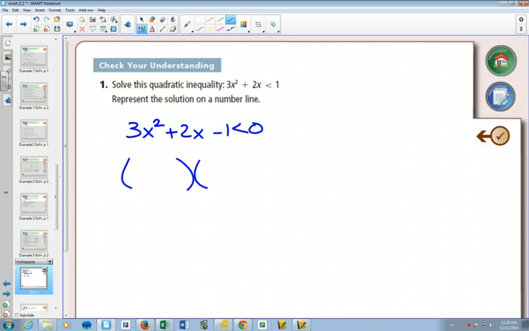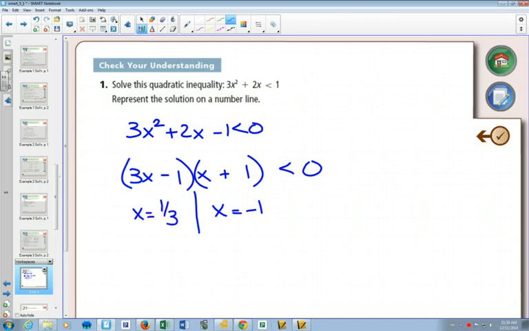Let's just do a quick check to see if this one factors. It would have to be 3x and x to get 3x squared. In order to get 1, it would have to be 1 and 1. Does my outside and inside ever make 2? I make that plus and this one minus. Do a quick FOIL to check. Perfect. It works. So when we solve this like a quadratic equation, we get the solutions of -1 and 1/3.